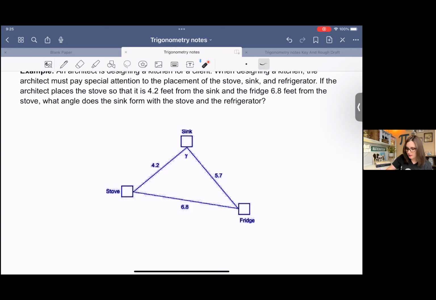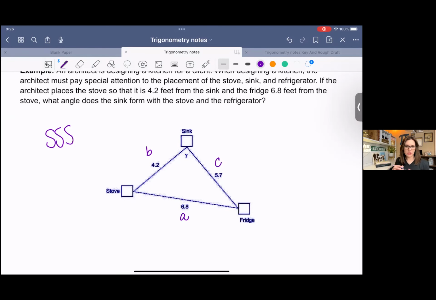So this is a side situation, and it is not a right triangle. At least we weren't told that it was a right triangle. So in this case, the law of cosines is appropriate. And then we're looking for this angle. We could call this, it doesn't really matter, we could call this A, B, and C just for the sake of our formulas.